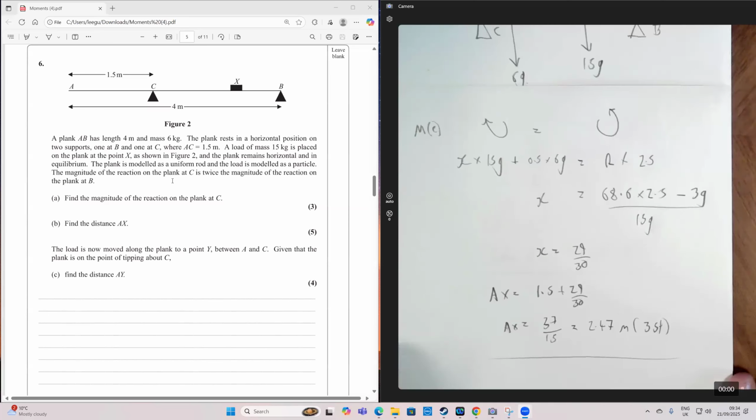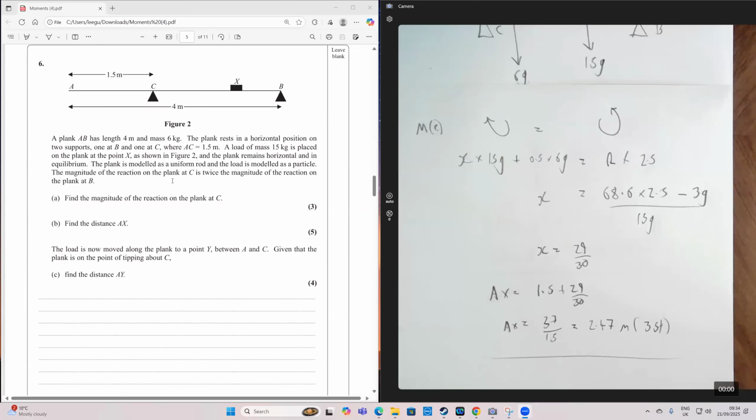So we've now done our part B. We basically just took moments about C, and that was quite nice. So far so good. So we're now 8 marks into this moments exam question. Right, now let's see what happens.